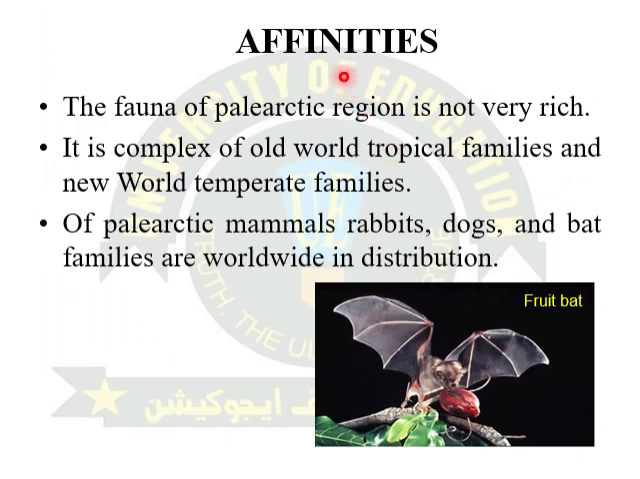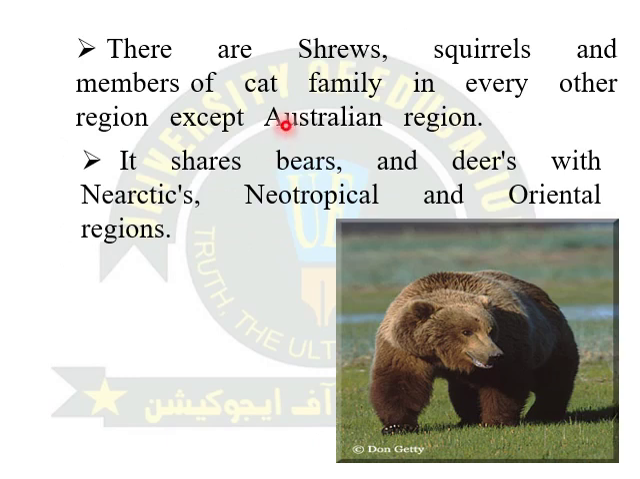If we talk about the affinities of Palearctic region, the fauna of Palearctic region is not very rich. It is a complex of old world tropical families and new world temperate families. Of Palearctic mammals, rabbits, dogs, and bat families are worldwide distributed. There are also shrews, squirrels, and members of the cat family in every other region except the Australian region. It also shares the bears and deers with Nearctic, Neotropical and Oriental regions.